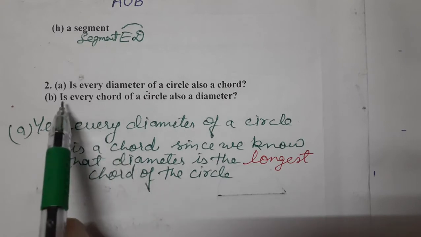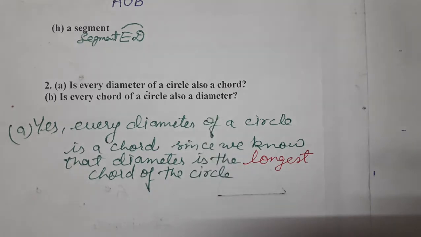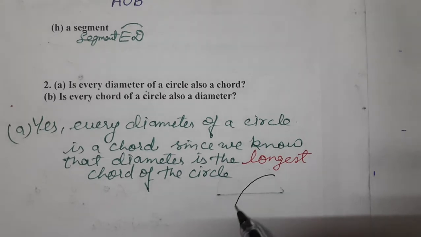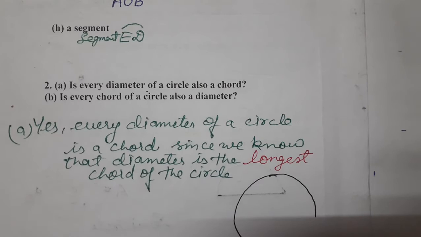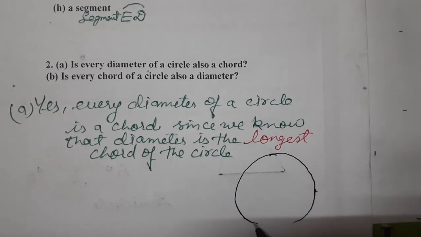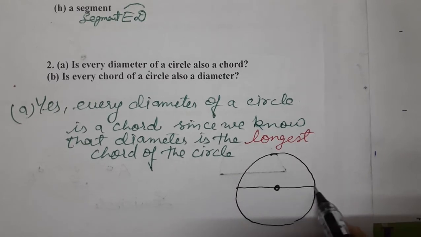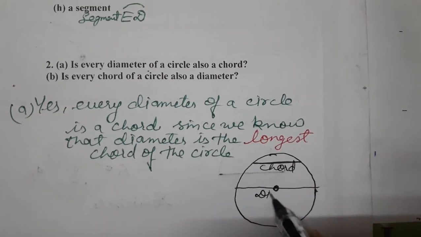Next, second part: is every chord of a circle also a diameter? No. See, one diagram we can make here. A simple rough circle I am making to show you the difference. So, a simple rough diagram. This is the center. This is the diameter, you know, and this is a chord. This is a chord. This one is the diameter.